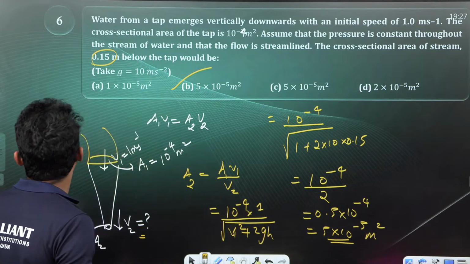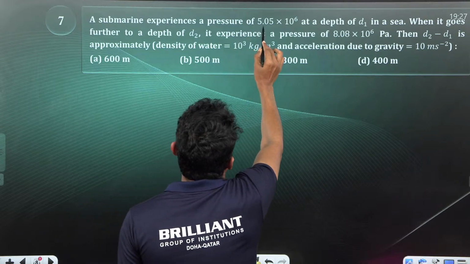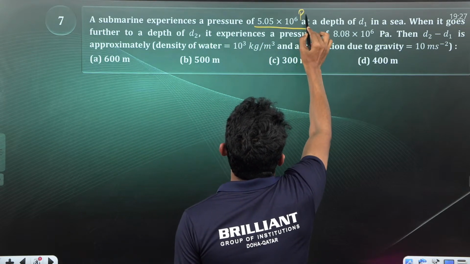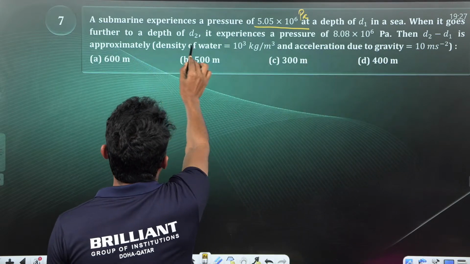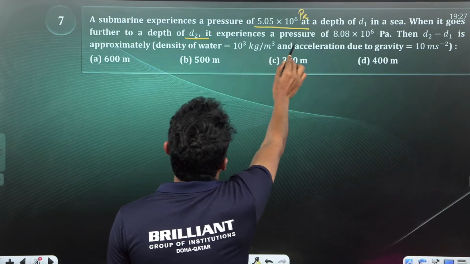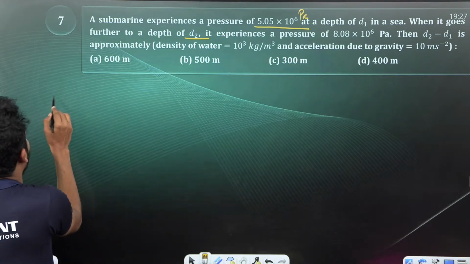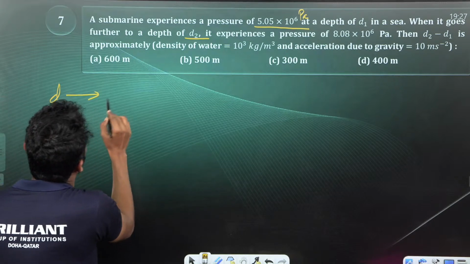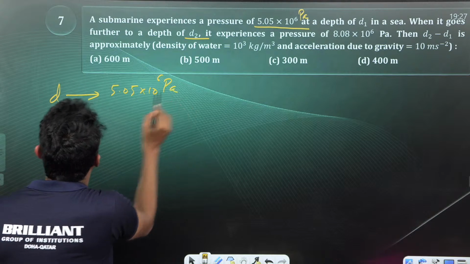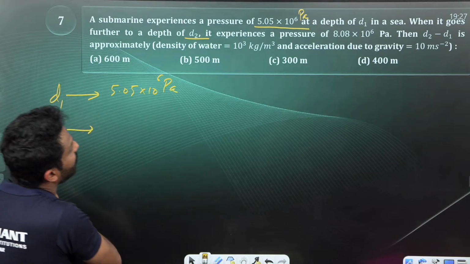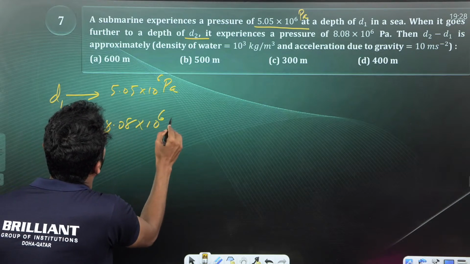Okay, very good. Now, seventh one, a submarine experiences a pressure of 5.05 into 10 raised to 6 Pascal at a depth of D1 in a sea. When it goes further into a depth of D2, it experiences a pressure of 8.08 into 10 raised to 6 Pascal. Okay, what are the pressures? At a depth D1 from the water surface, the pressure is 5.05 into 10 raised to 6 Pascal, and at a depth D2 further, the depth is increased and it is 8.08 into 10 raised to 6 Pascal.